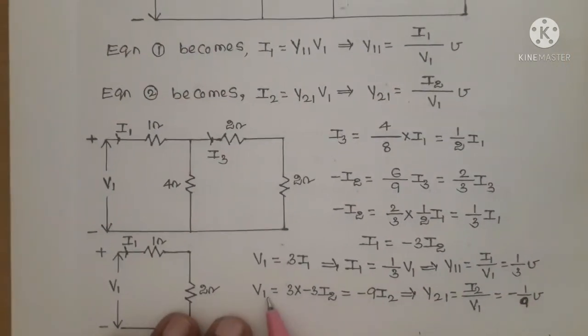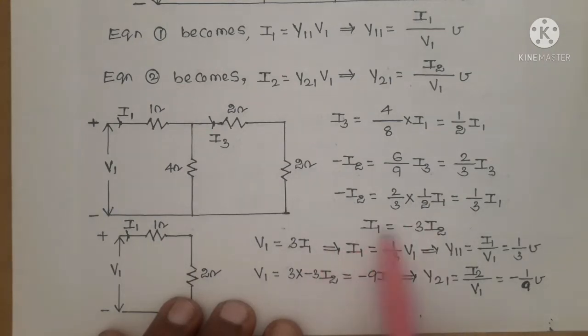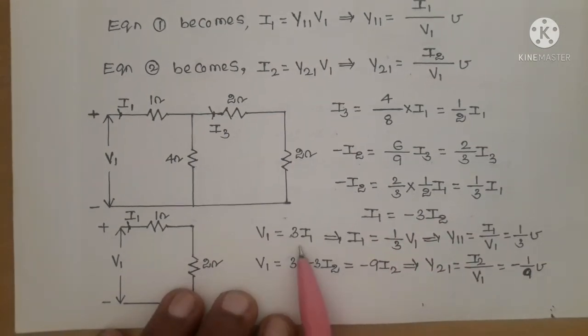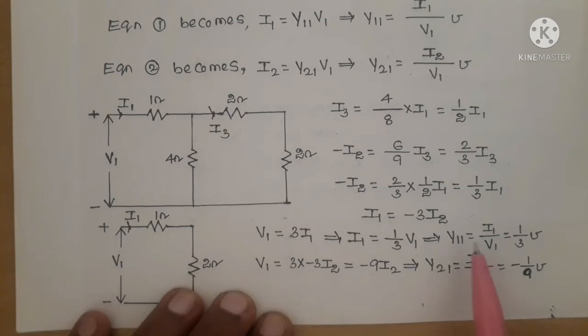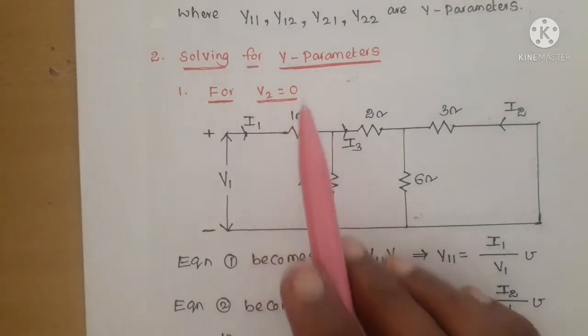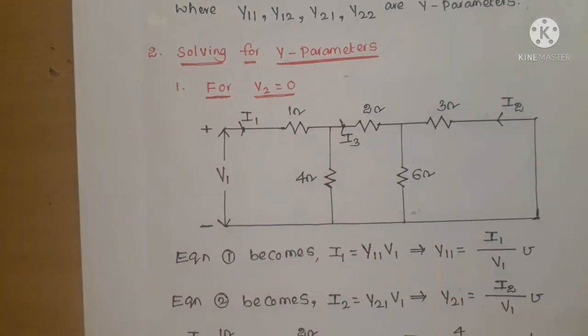And V1 equal to 3 I1. But we know the relation between I1 and I2: I1 equal to minus 3 I2. So substituting minus 3 I2 for I1, we get minus 9 I2, and Y21 equal to I2 by V1, which is equal to minus 1 by 9 mhos. In that way we got a second parameter. Y11 is the first parameter, 1 by 3 mhos, and Y21 is equal to minus 1 by 9 mhos. So we got two parameters by taking the condition V2 equal to 0. Similarly we get the remaining two parameters by taking V1 equal to 0.